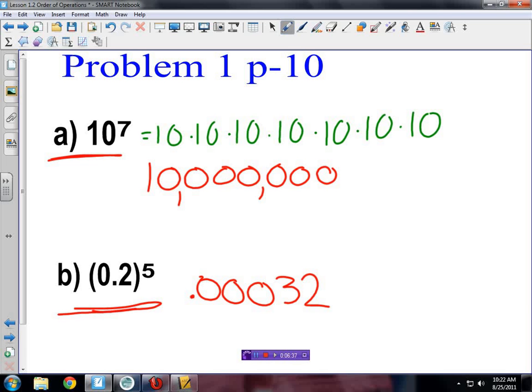Now, part A, the answer got really big, right? In part B, the answer got small, right? Why is part B getting small while part A got big? Noah? Yeah, it starts with the decimal point, right? It's smaller than 1, so the answer is going to get really small. 10 is bigger than 1, right? So the answer gets really big.